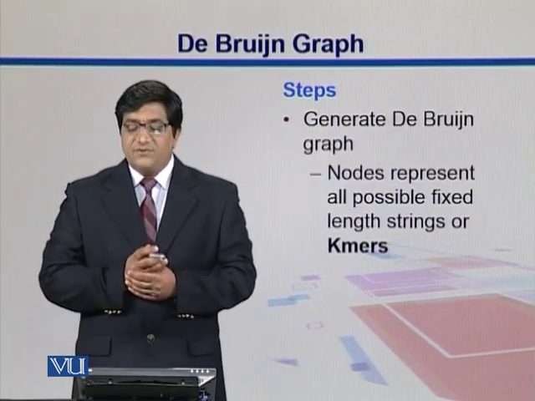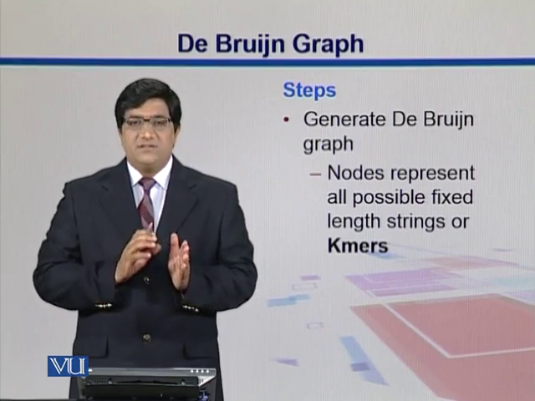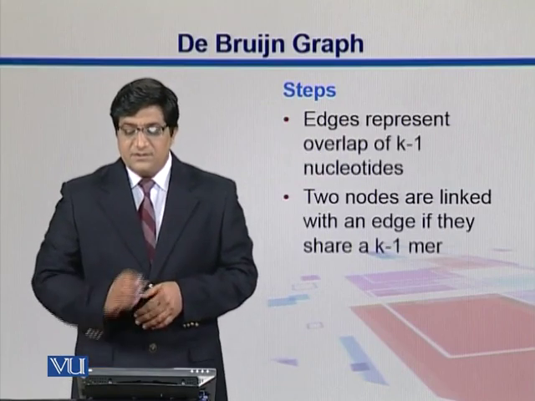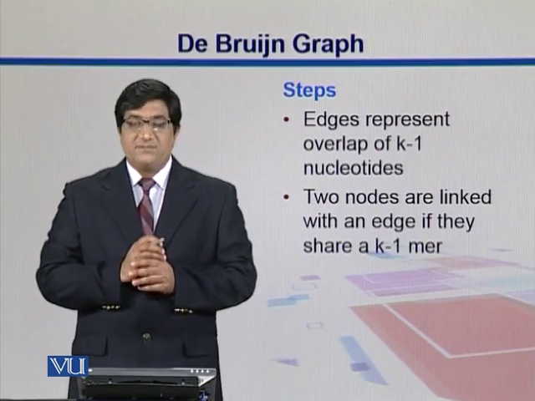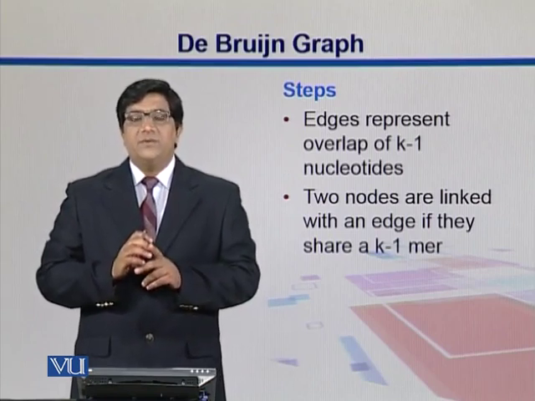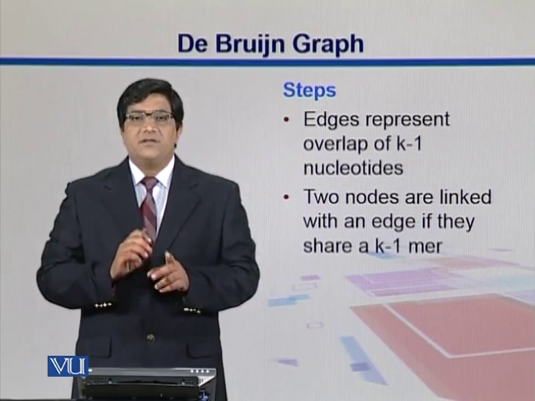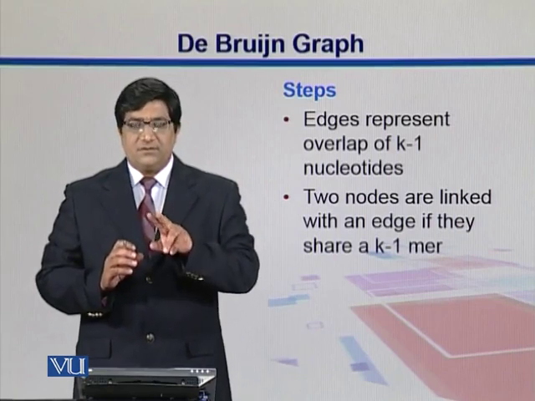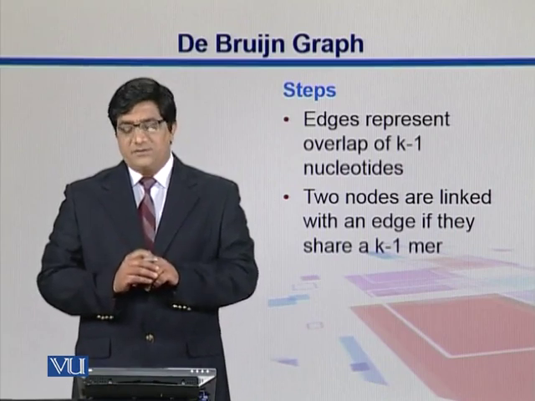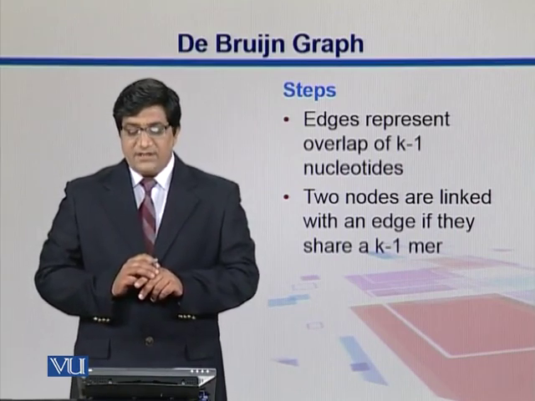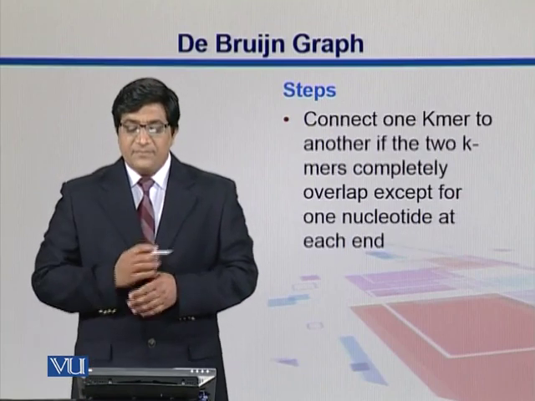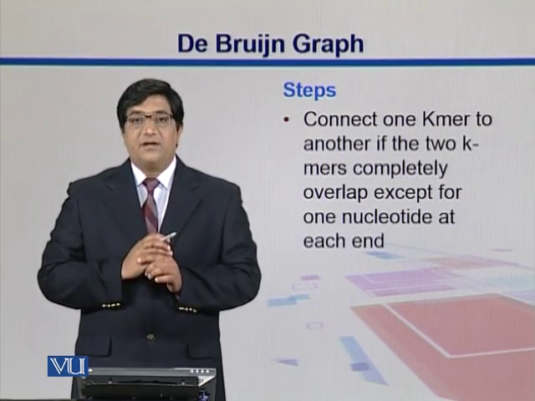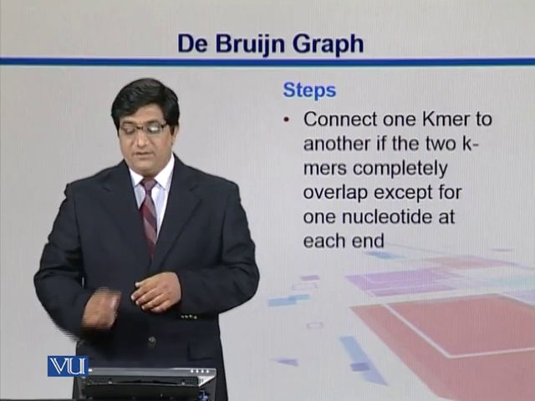What we do next is we generate the de Bruijn graph, where our nodes are these k-mers, which are actually fixed-length strings, and edges represent overlaps of k minus 1 nucleotides. So one k-mer should match another one over k minus 1 length. For example, if the k-mer size is 3, at most 2 of the nucleotides should overlap with one another, not the third one. So 2 nodes are linked with an edge if they share a k minus 1 mer, and then we connect one k-mer to another if the 2 k-mers completely overlap except for one nucleotide at each end. If they completely overlap, we will merge them together.